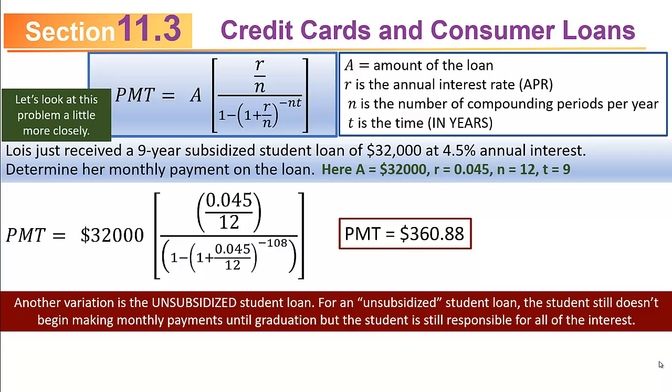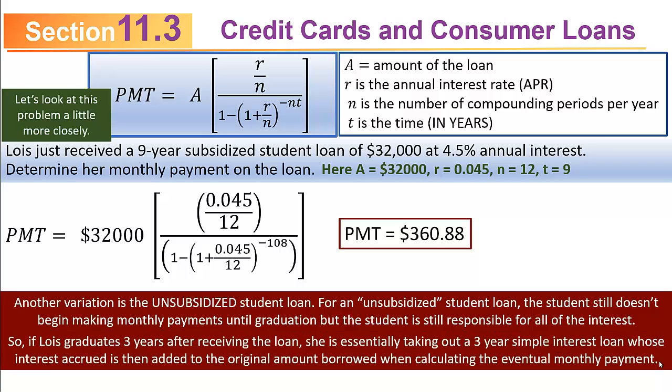Another variation is the unsubsidized student loan. For an unsubsidized student loan, the student still doesn't begin making monthly payments until graduation, but the student is still responsible for the entire loan. So if Lois graduates 3 years after receiving the loan and it's unsubsidized, she's essentially taking out a 3-year simple interest loan whose interest accrued is then added to the original amount borrowed when calculating the eventual monthly payment. In other words, she's borrowed that $32,000 for 3 years before she even begins paying on it.